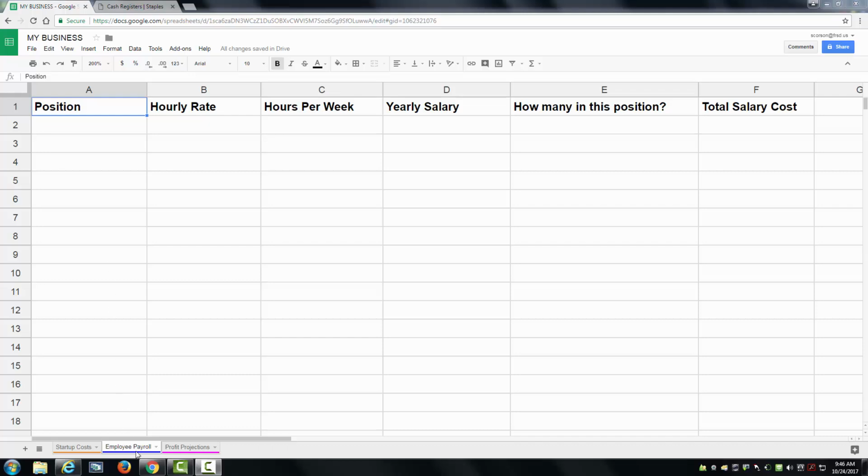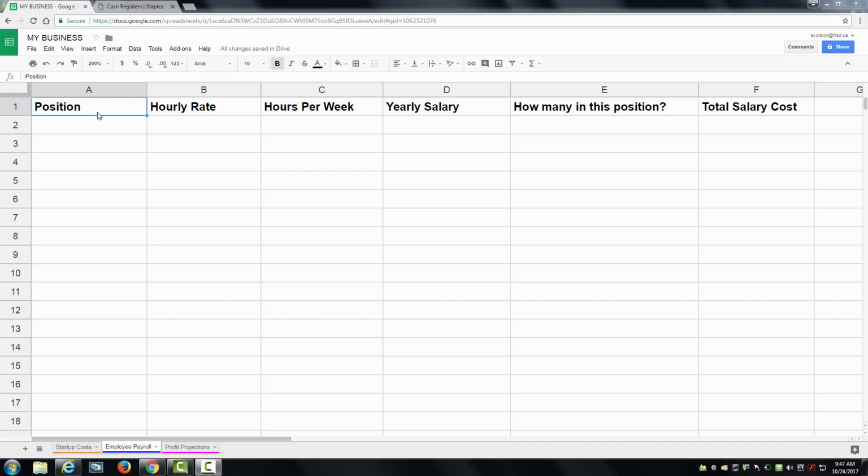So I'm here on the employee payroll sheet and I've already labeled columns A through F. So label your columns to match and I'll explain what this is. Position is what type of work they're doing. Are they a cashier, somebody that is stocking the shelves, somebody in management? What kind of positions do you need for your business specifically?